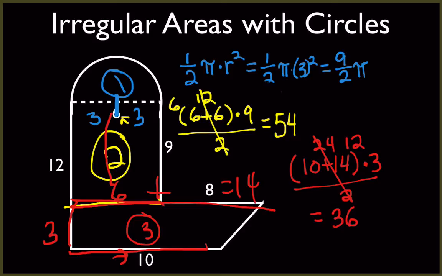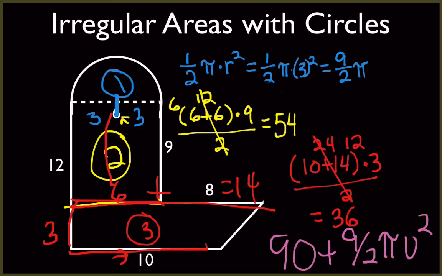The last step, as you guys know, is to go ahead and add up all the pieces. So I'm going to get 54 plus 36, which is 90, plus 9 over 2 pi units squared. And you'll notice you end up with pi and numbers. You can't avoid that. When some of them are rectangles and some of them are circles, you're going to have pi in some and not in others.